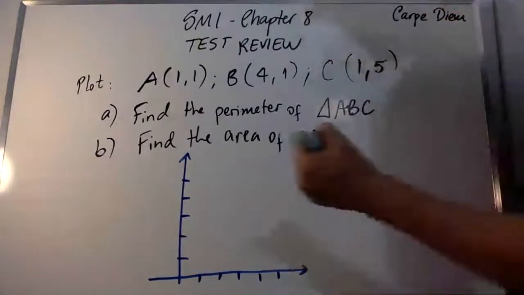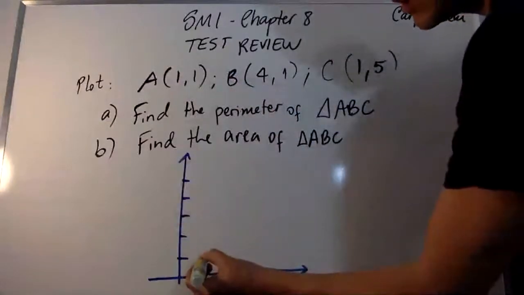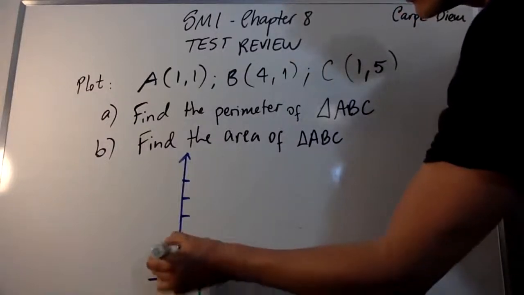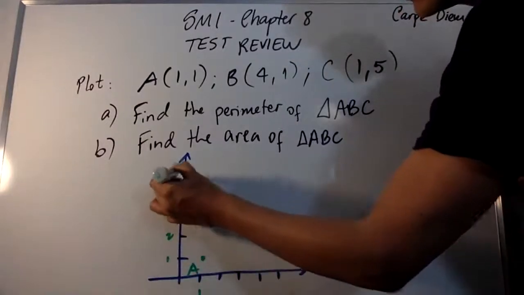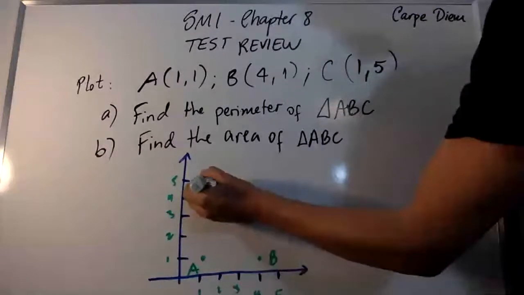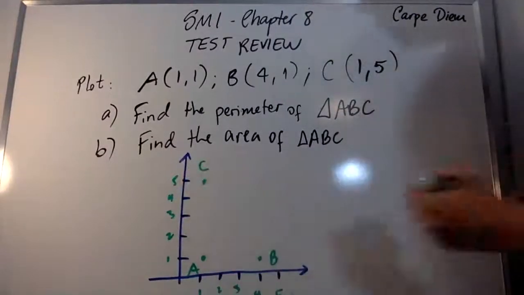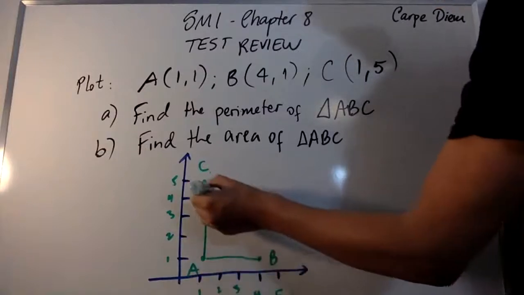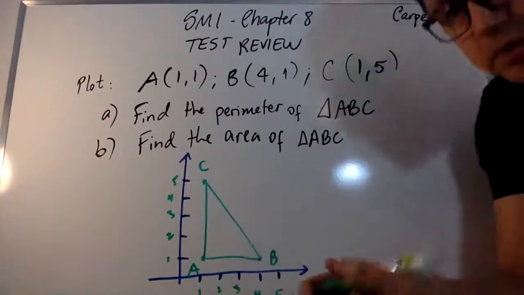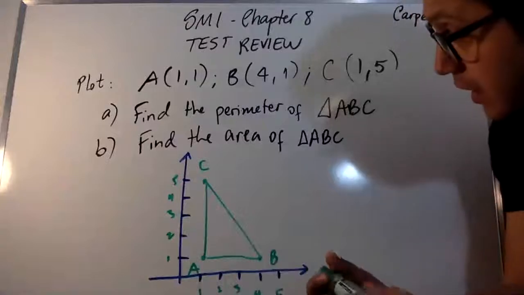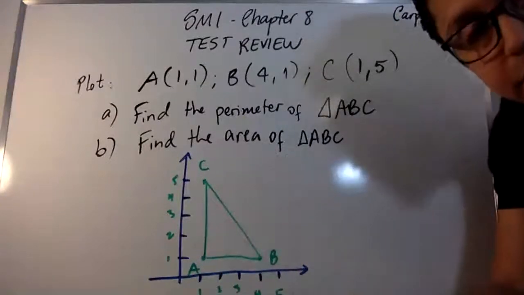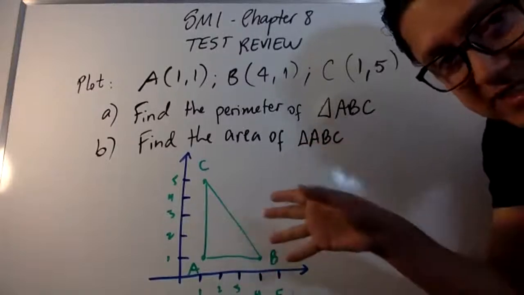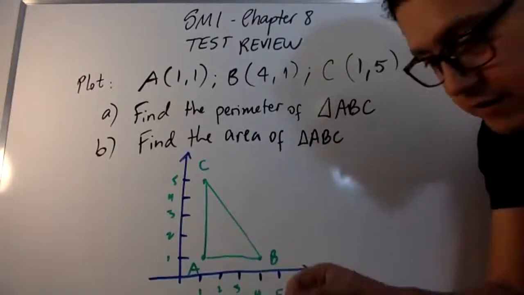Let's plot this point. So A is located at 1, 1. That's where C is, which means that we have this triangle here. All right, so basic things to remember: if we want the perimeter, remember that the perimeter is the sum of the lengths of each of the segments of the figure.